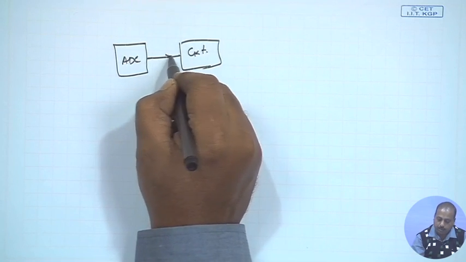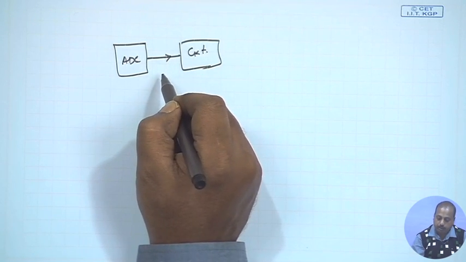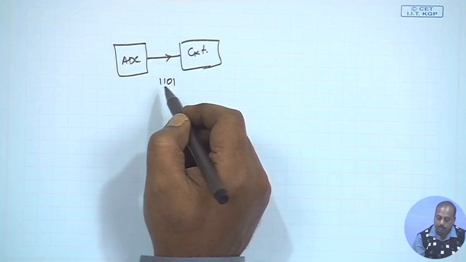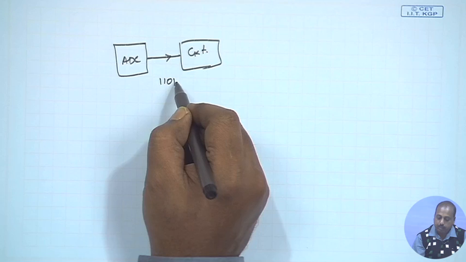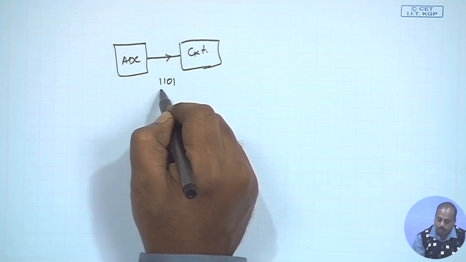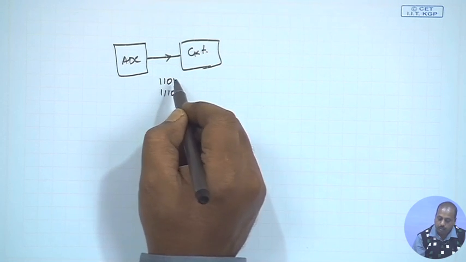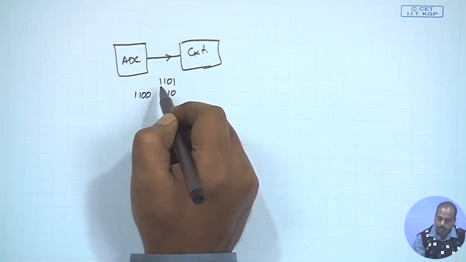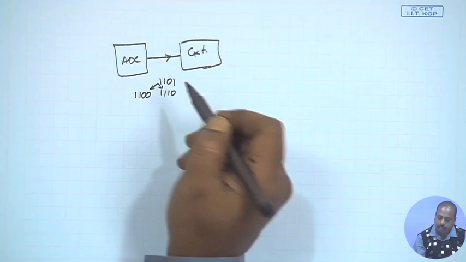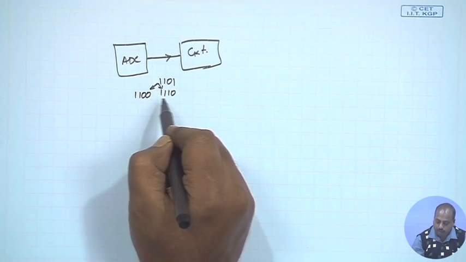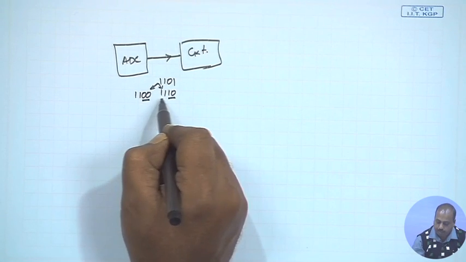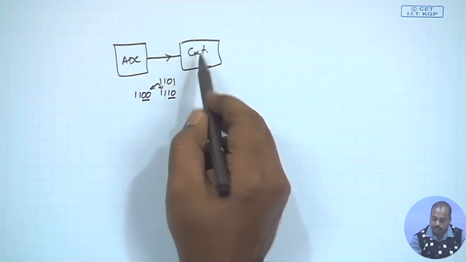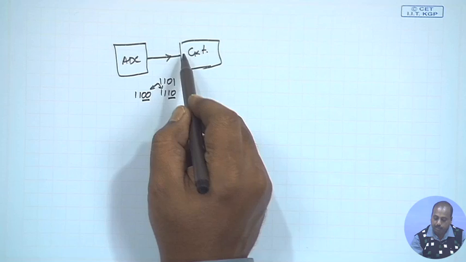Now the ADC outputs are also correlated. If the value was, say, 1101 at this point of time, then at the next point of time it may increase by 1 bit and become 1110, or it may decrease by 1 bit, becoming 1100. These two values are related. Only these 2 bits are going to change, but the most significant 2 bits are not going to change.